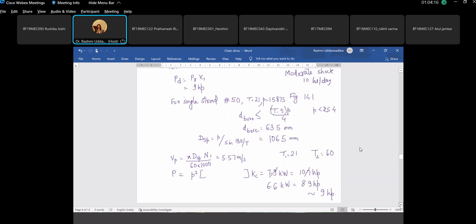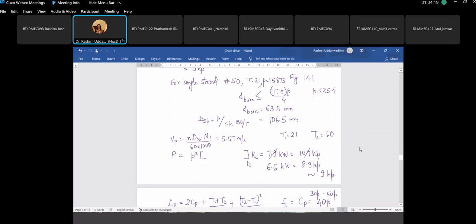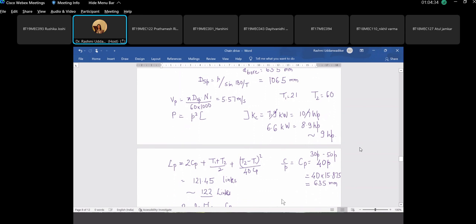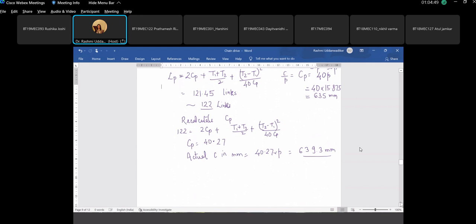We find out the peripheral velocity. From the peripheral velocity and the pitch, we find out the power transmission capacity, which should ideally come out to be greater than PD, or at least equal to PD. Else we'll have to increase the pitch of the chain we have selected. Then we find out the length of the chain in terms of pitches or links, where Cp is assumed as 40. So 40 times the pitch, and we find the number of links in the chain. This cannot be a decimal number, it has to be an integral number. For this integral number, we recalculate the exact center distance.